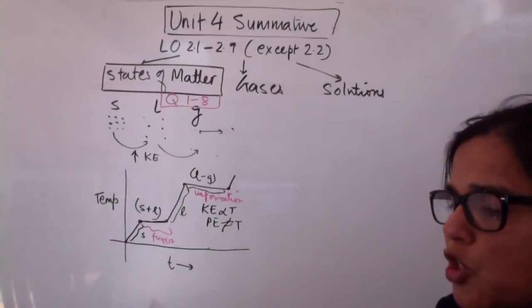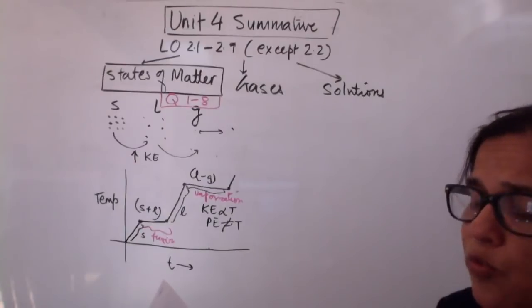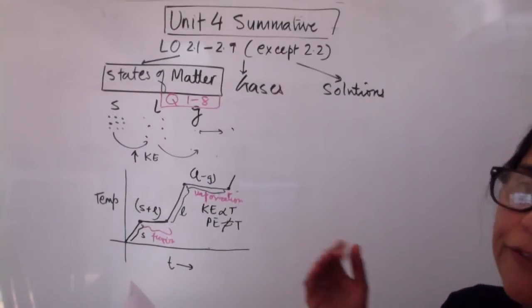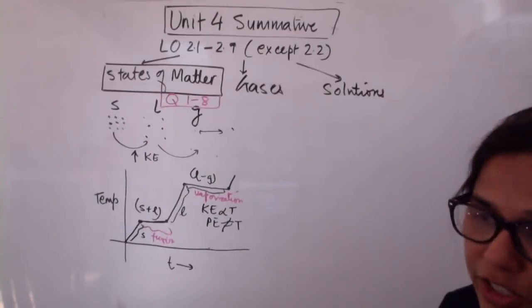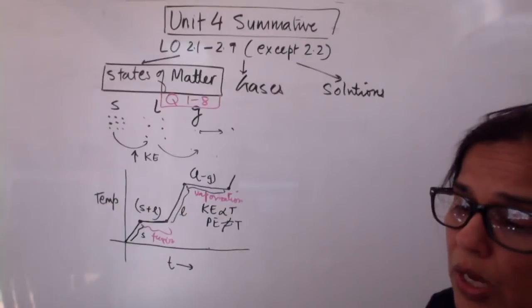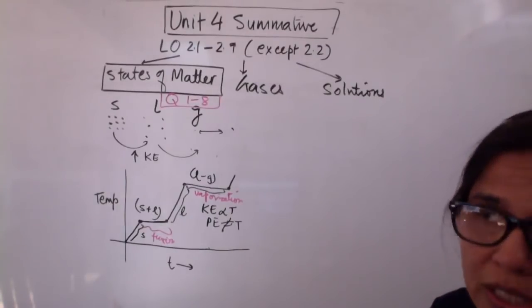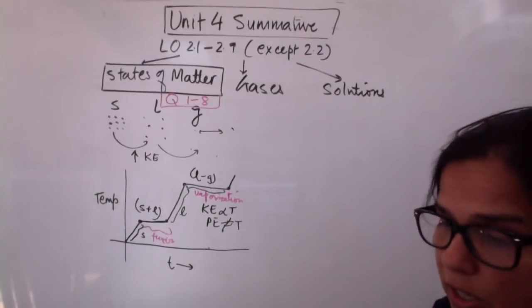Number 6 says, which of the following does not occur when liquid water freezes to form ice? So we are talking about the freezing process, where liquid is converting to ice. Potential energy changes. We know that changes because more bonds are being formed. So the particles are coming closer. So attraction is increasing, potential energy is increasing. A is not an option.